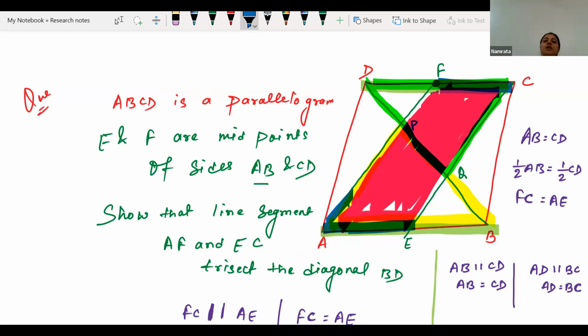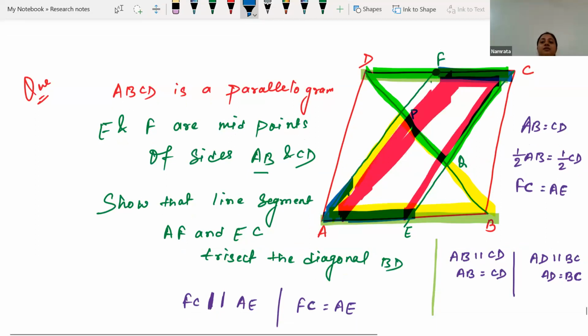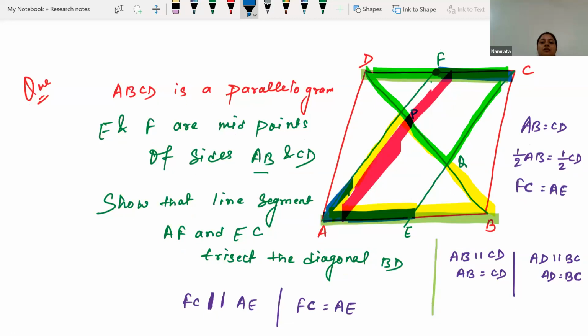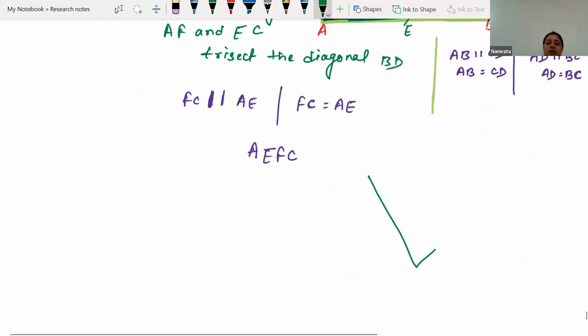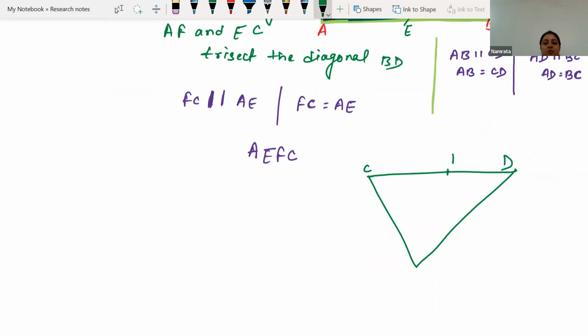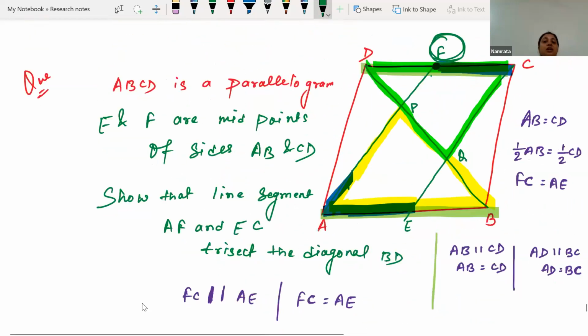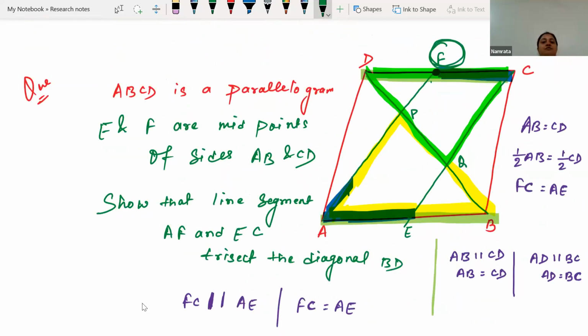Yes, ma'am. Now we are going to prove how it is trisecting. Let's see. So now we are going to take the yellow triangle and the green triangle. First thing first, let's focus on the green triangle. In the green triangle, F is the midpoint. If I am drawing the green triangle separately like this, the name was CD. Here F was the midpoint, which is already given in the question that E and F are midpoints of AB and CD. So F is the midpoint.